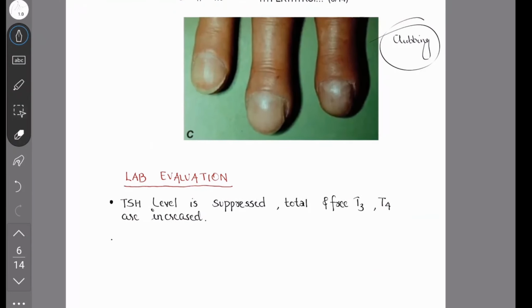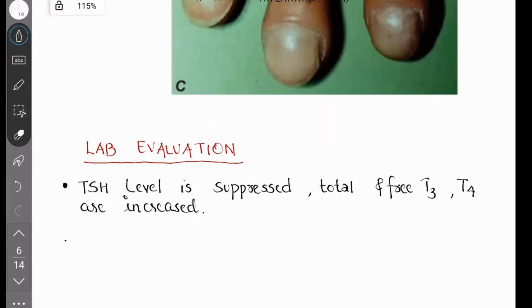Next, the lab evaluation of hyperthyroidism or thyrotoxicosis. So let's start with the lab evaluation. In lab evaluation, the TSH level will be suppressed and the total and free T3 and T4 will be increased.